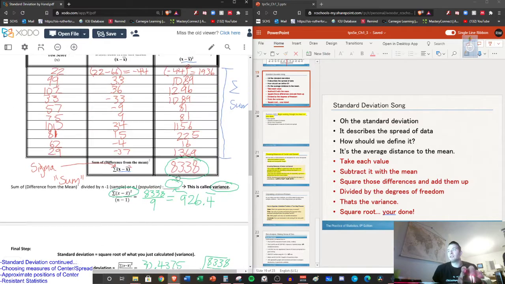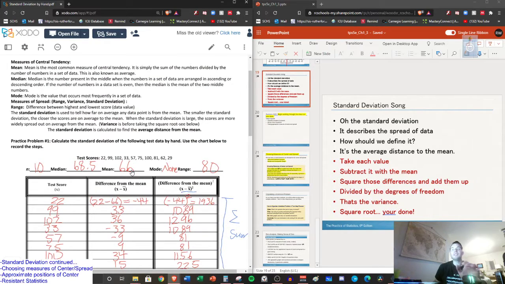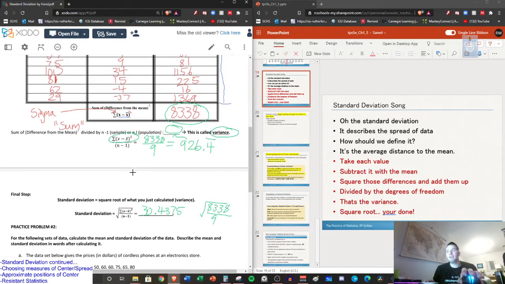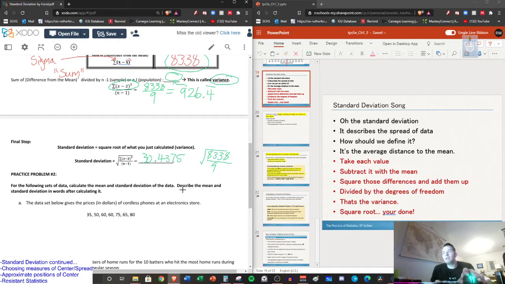So let's do that for ours. So what is the mean here? 66. This is the average test score, okay? All right, so then what is standard deviation? So we're going to say the average distance from the mean, the average score is 30 above, and it goes either way, right? 30 above or 30 below the mean. That's what that means. So that's what I want to see when you're describing this in words, okay?